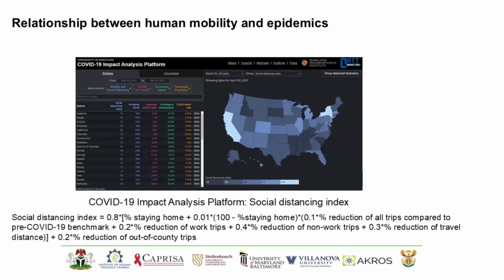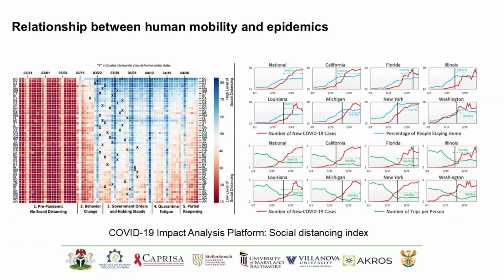The SDI integrates several mobility-related indicators, including the proportion of people staying home, reductions in work and non-work trips, and decreases in travel distance and cross-county movements. A higher SDI value indicates reduced mobility and stronger social distancing behaviors, serving as a key measure of the public's response to pandemic-related policies.